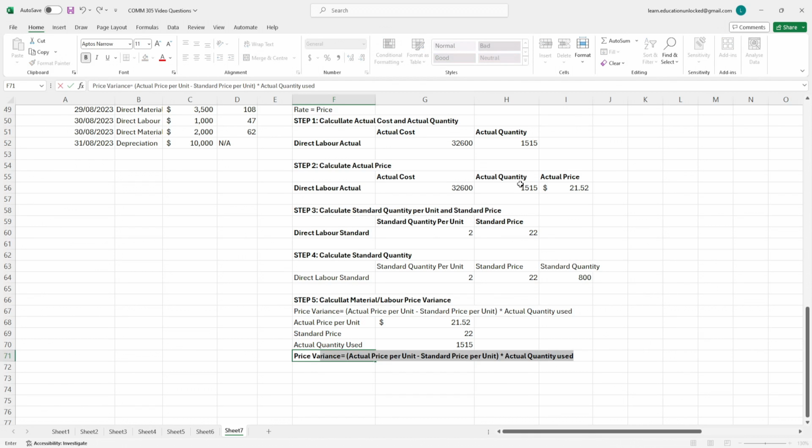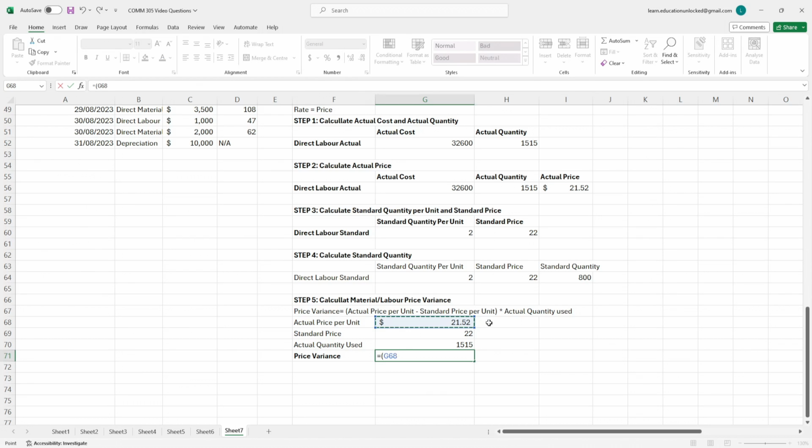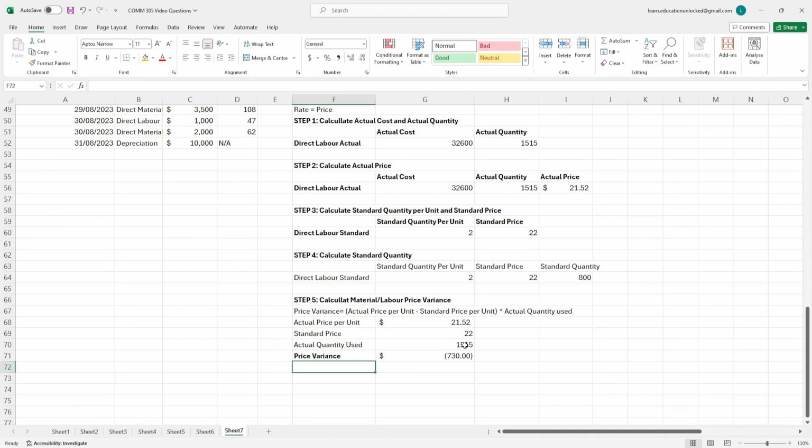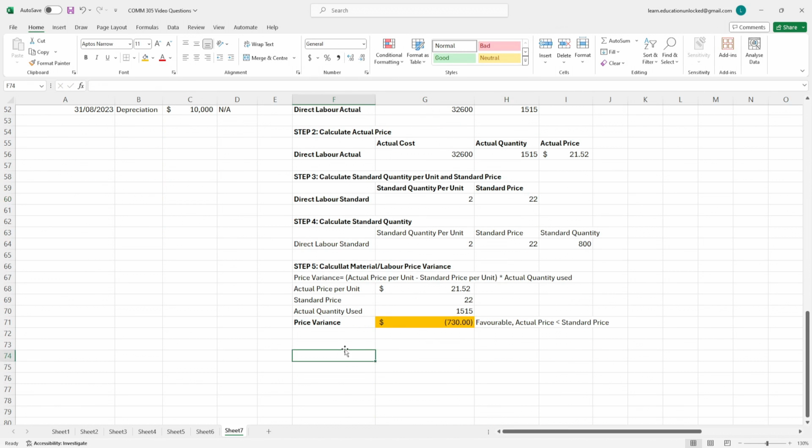So then your price variance can now be calculated. So open parentheses, click your actual price per unit minus your standard price per unit, times your actual quantity used. So that gives us a negative. This makes sense because our actual price per unit is less than the standard price. So this would be favorable because actual price is less than standard price. All right, so here's the answer to D.